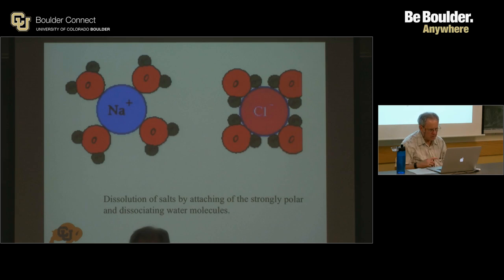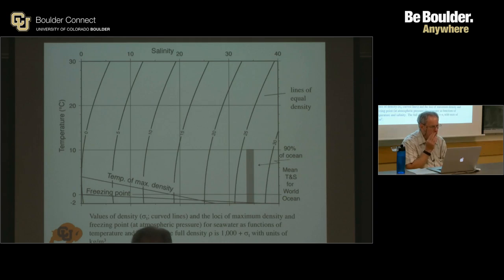So this is showing you the dissolution of salt. There's a sodium guy and a chlorine guy, and they're all protected by the little water molecules. This is an interesting plot. This is a plot that oceanographers use a lot, temperature versus salinity. Those are two variables that can be observed, and they basically dictate the density. That little dark bar is 90% of the world's ocean. So they're in a really restricted little range down there.